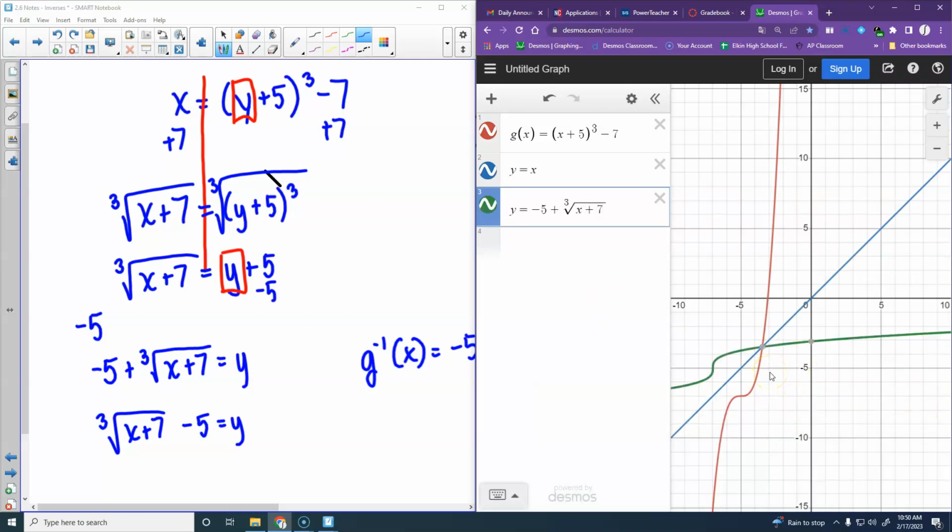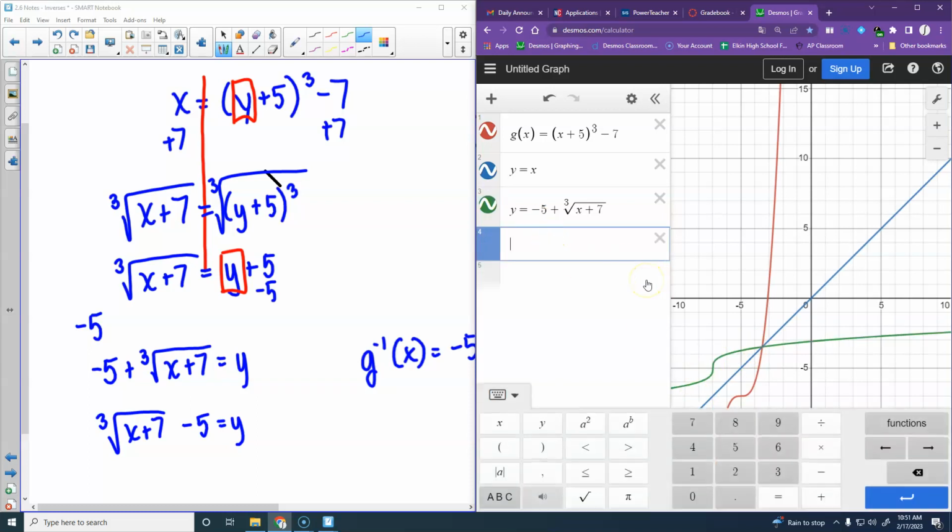I can see that looks symmetric, right? So that is a good way to be able to tell if it looks like it's right. But there's an even better way, because Desmos will let you do this.